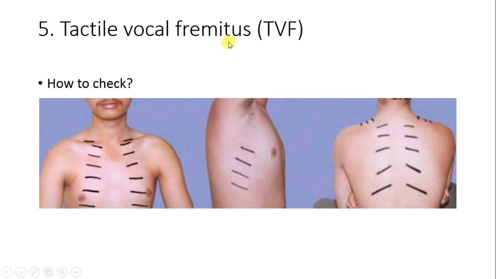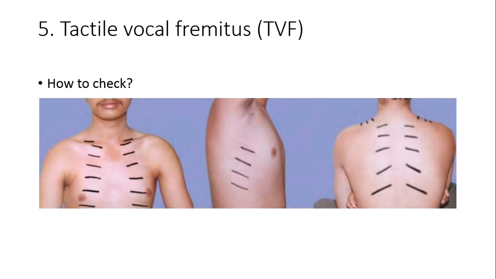All these tactile vocal fremitus findings are checked simultaneously on both sides. So if you put a hand here, then the second one here, then here, then here, and compare tactile vocal fremitus with the corresponding part on the other side. If you check anteriorly, then here, then here, then here; posteriorly, then here, then here, then here. Apical area, first put a finger, ask the patient to speak 111 here, second one here, third one here, fourth one here.